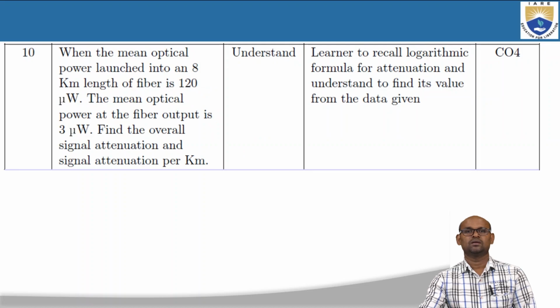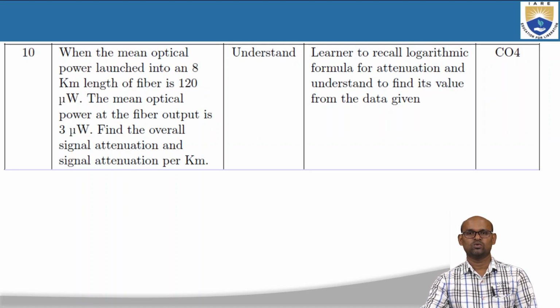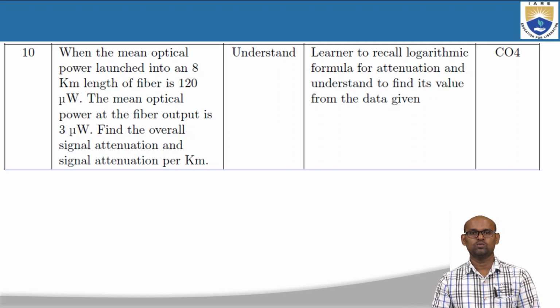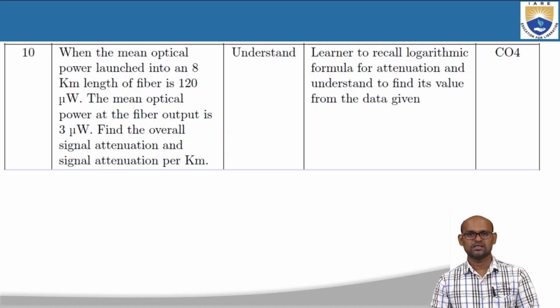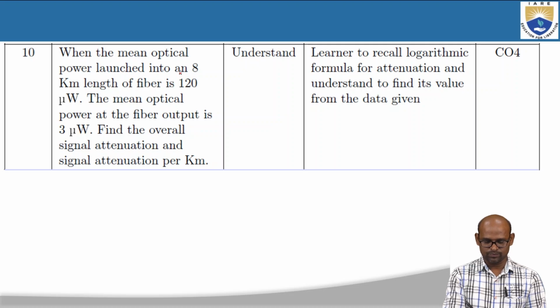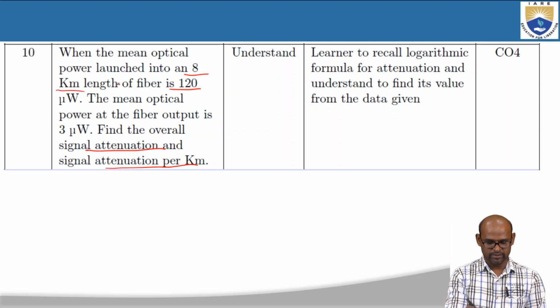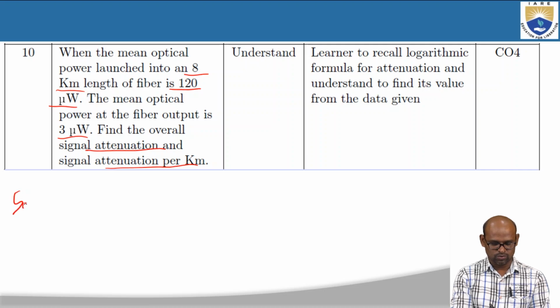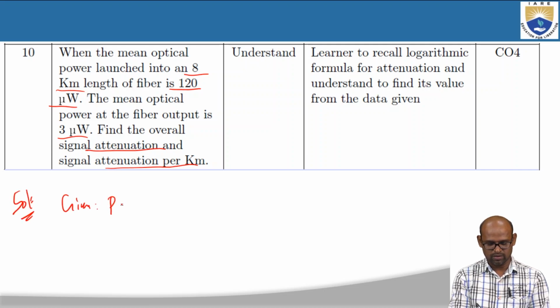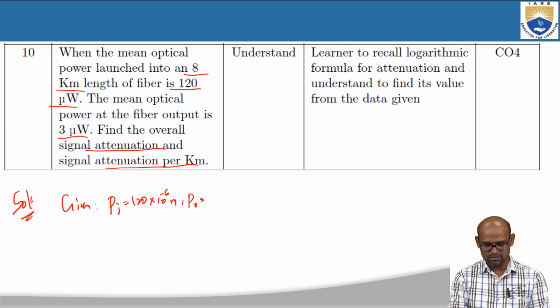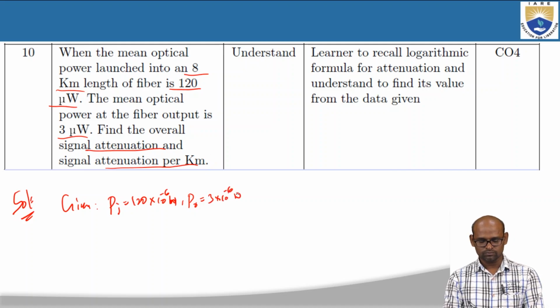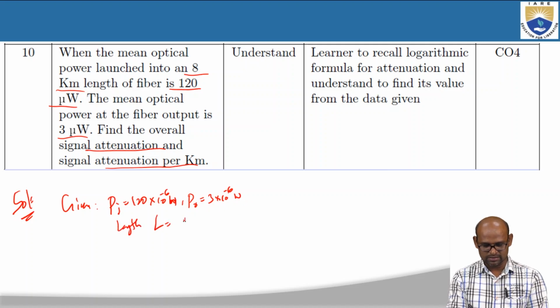Next problem. When the mean optical power launched into an 8 km length of fiber is 120 microwatts, the mean optical power at the fiber output is 3 microwatts. Find the overall signal attenuation and the signal attenuation per kilometer. So they have given us the input power Pi as 120 microwatts, the output power Po as 3 microwatts, and the length L as 8 kilometers.